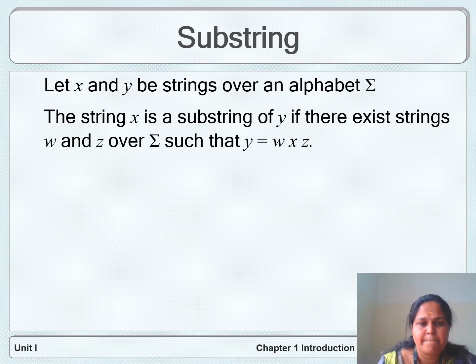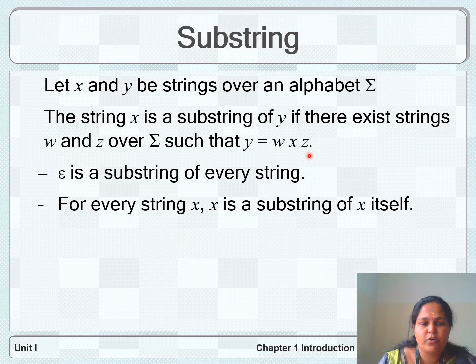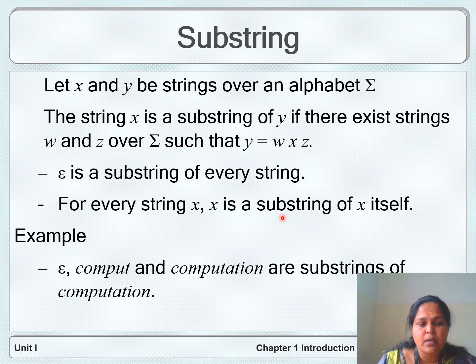Next, substring. Let x and y be strings over an alphabet sigma. The string x is a substring of y if there exist strings w and z over sigma such that y equals w x z. For every string x, x is a substring of x itself. For example, epsilon and computation are substrings of computation. So be very careful that epsilon is included in the substrings also.